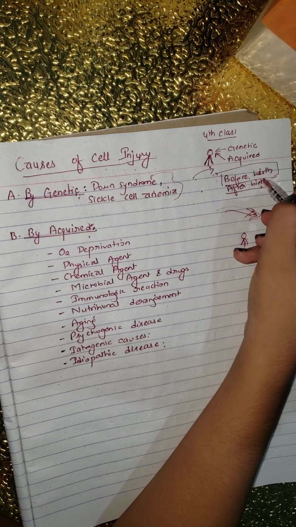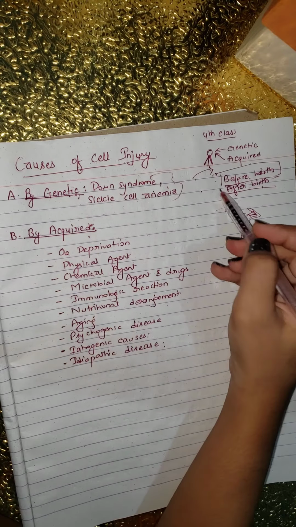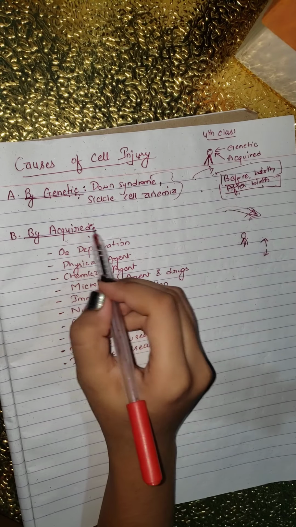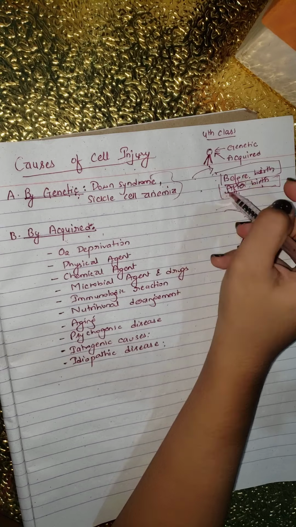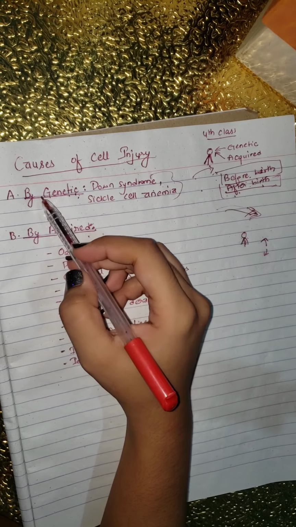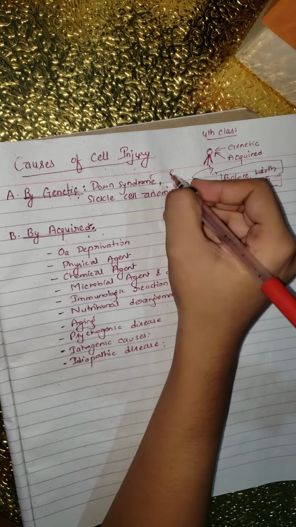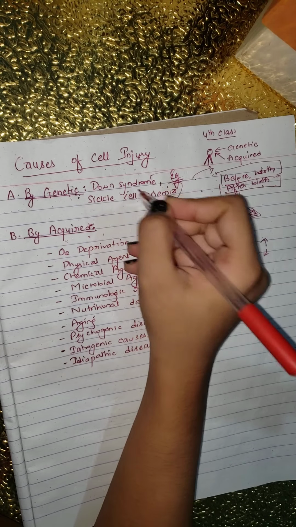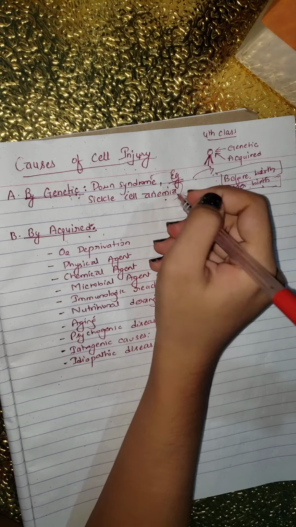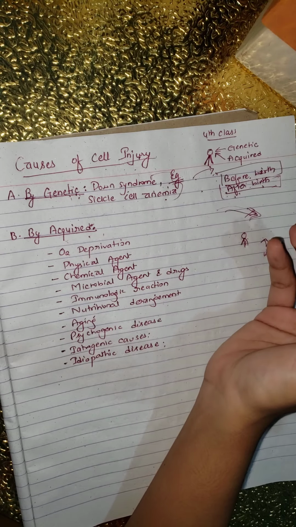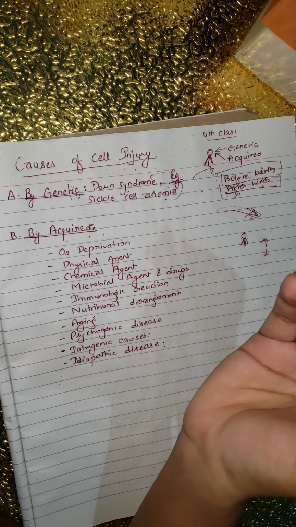Before birth, a person can get a disease genetically, and after birth, by acquired causes. In this way you can remember it. So before birth, people can get various diseases genetically. For example, Down syndrome and sickle cell anemia. It will cause alteration in the chromosomes and gene mutation.